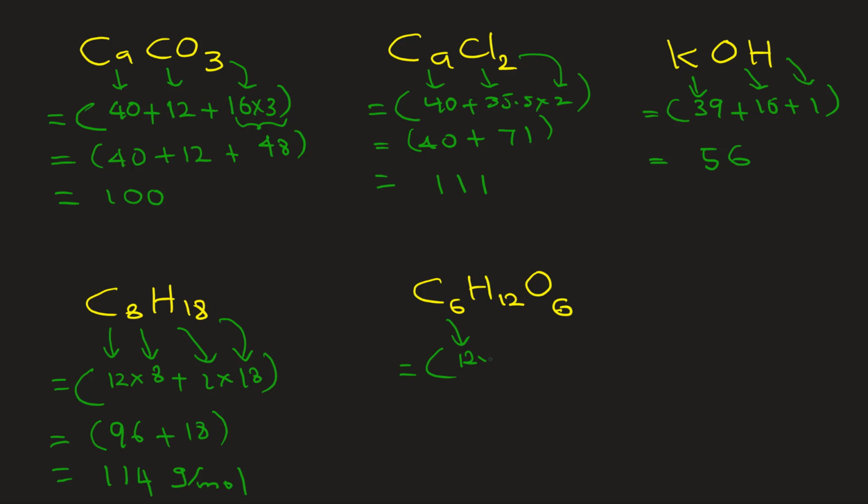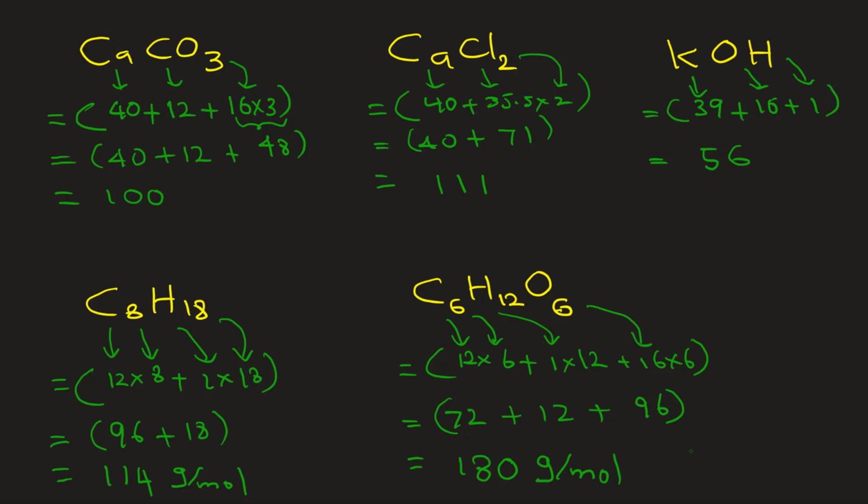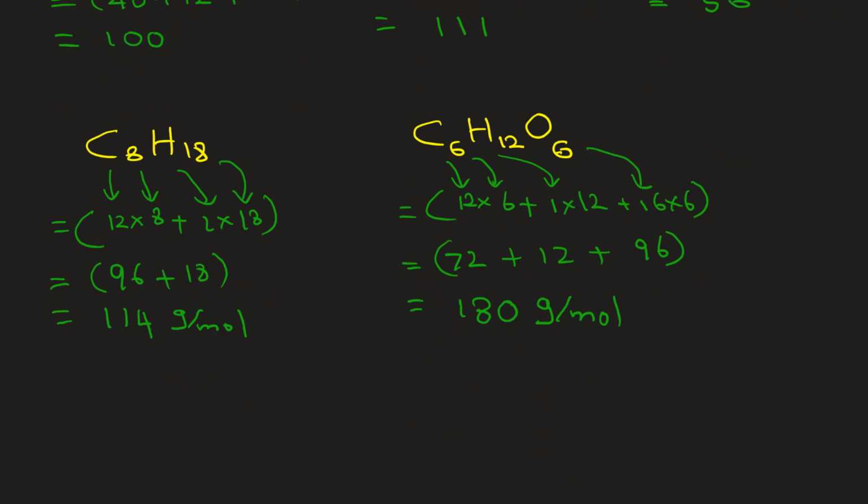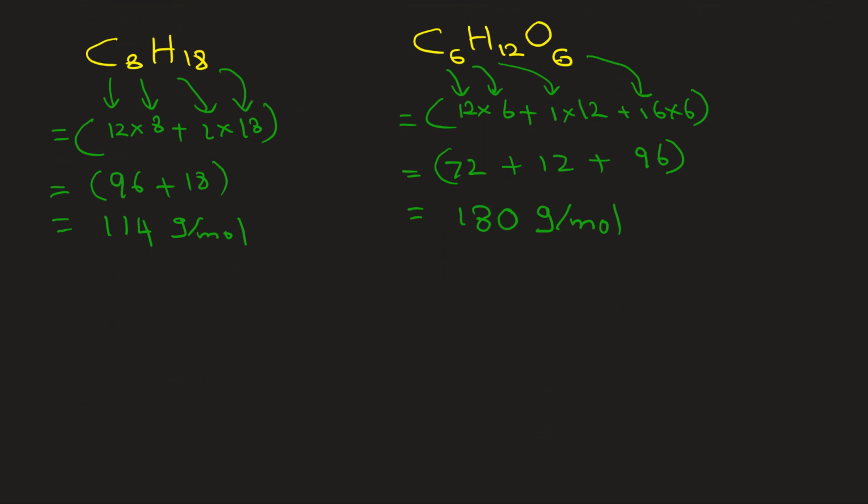That is for octane, that's what we pump into our cars, right? Normally, the gasoline. Okay. So carbon is 6, 12 times 6, hydrogen 12 times 1, and oxygen is 16 times 6. So total comes to 72 plus 12 plus 96. Add them all together, 180 grams per mole. So that's how we should do formula mass or molecular mass for a compound.